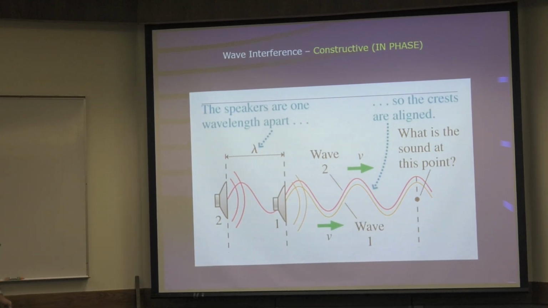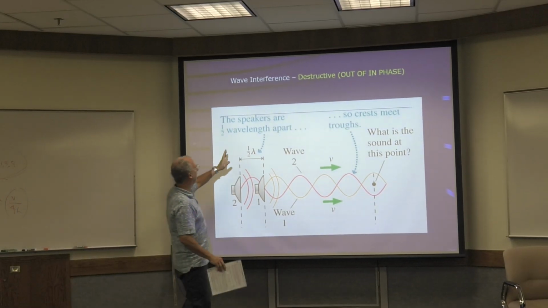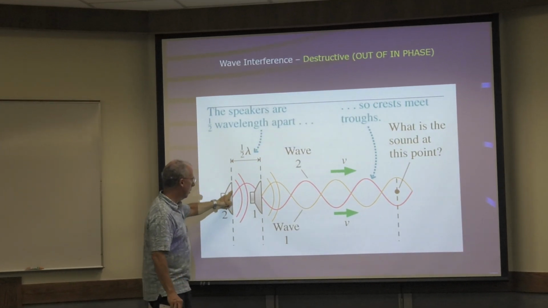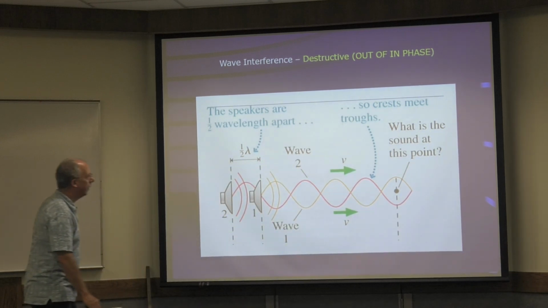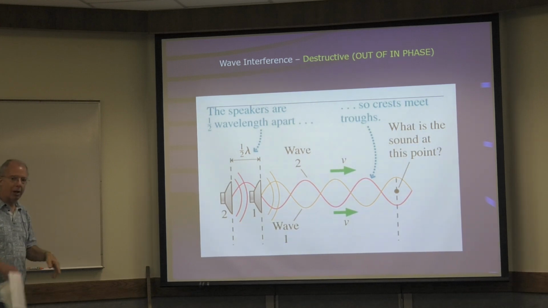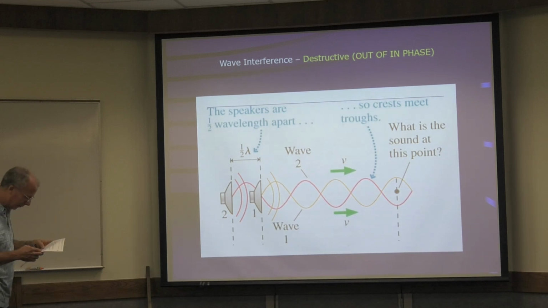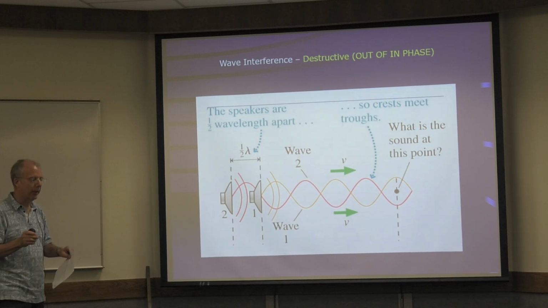Now how do you get to destructive? What do you think? Well, if the path length difference is lambda over 2, right? So look, now the path length difference is lambda over 2. So what do you notice? What kind of interference is that going to be? Destructive, right? That's called out of phase. We're going to use that a lot next semester, all right? Okay, so if you have identical speakers, the type of interference depends on the path length difference, the difference in the distances traveled.